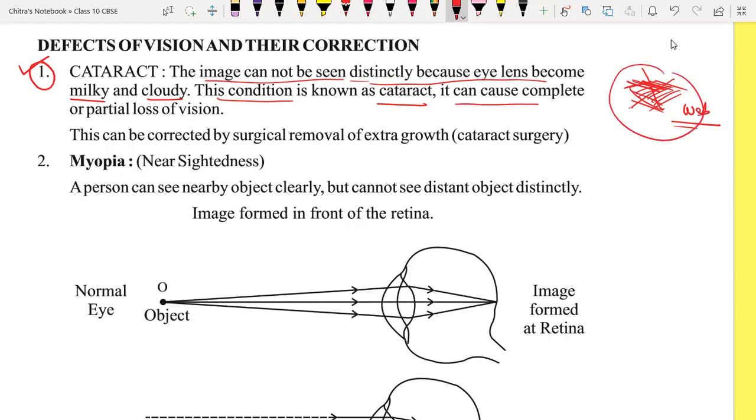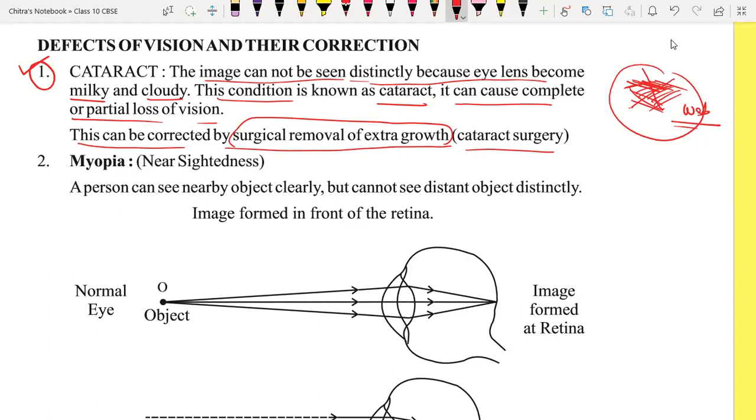It can cause complete or partial loss of vision. If that web becomes more thick, then the person will lose vision of the eye permanently. That's why it has to be treated properly. This can be corrected by the surgical removal of the extra growth, and this therapy is called cataract surgery.